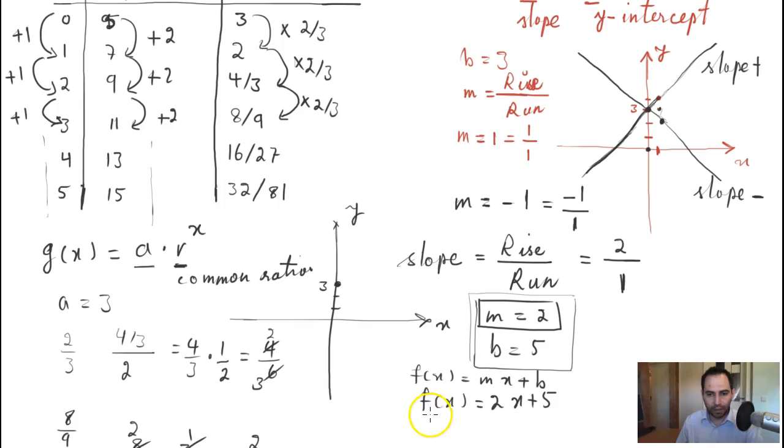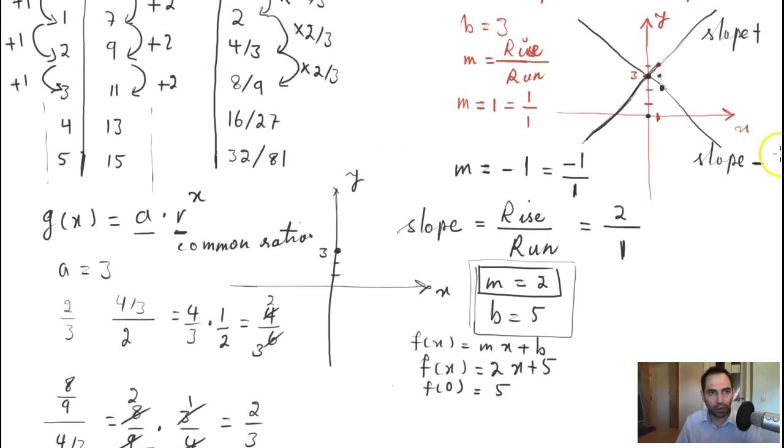So now if my x is equal to 0 here, I will get 2 times 0, which is 0, plus 5, which is 5. And this is the same output here. If my x is equal to 1, I will get 2 times 1, which is 2, plus 5, which is equal to 7, which is the same output here.